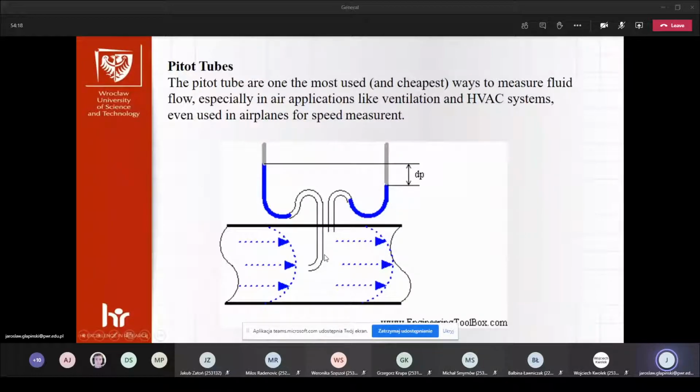So that was the second solution, how we can measure the flow. And the next one.